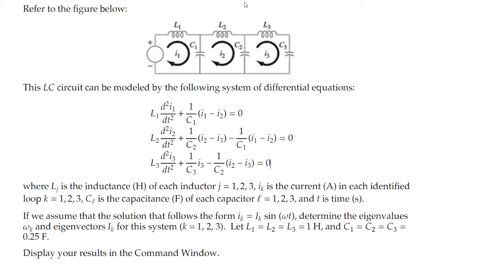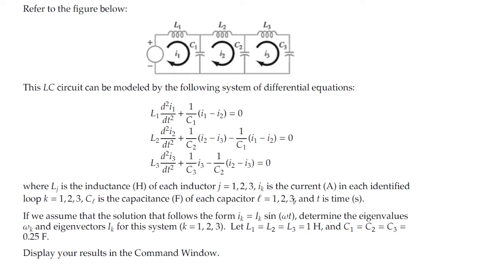So this LC circuit can be modeled by the following system of differential equations, where the LC circuit looks like this, and then we have the following systems of differential equations as follows, where L sub j is the inductance H of each inductor that runs from 1 to 3. I sub k is the current A in each identified loop that runs from 1 to 3. C sub L is the capacitance F of each capacitor that runs from 1 to 3. And T is the time in seconds.